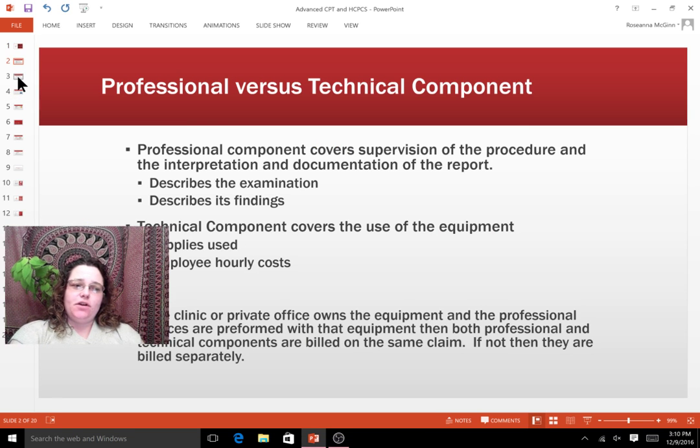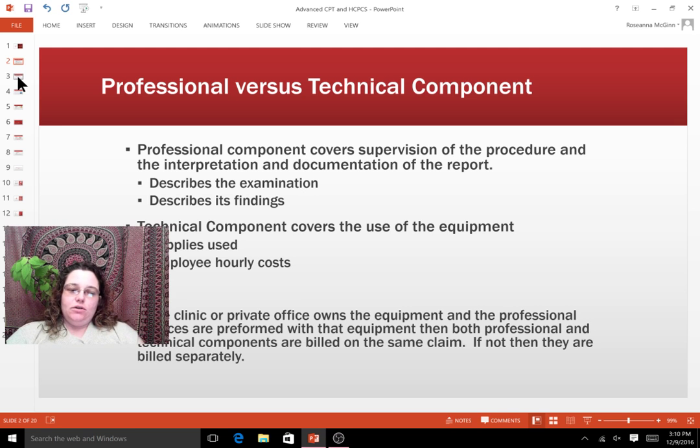So where I left off was professional versus technical component. The professional component covers supervision of the procedure and the interpretation and the documentation of the report. So it describes the examination and it describes its findings. And the technical component covers the use of the equipment. So that is the supplies that are used, any sort of physical equipment, employees, hourly costs, anything like that.